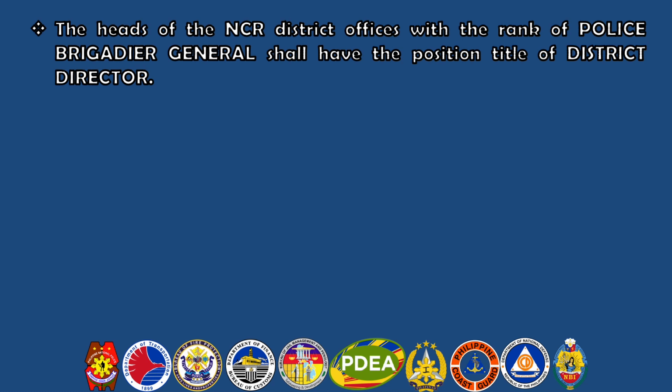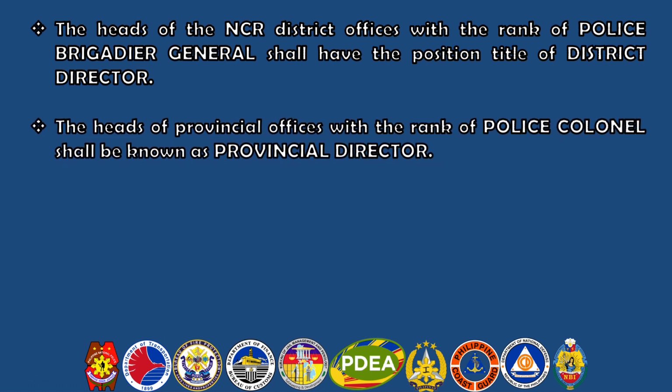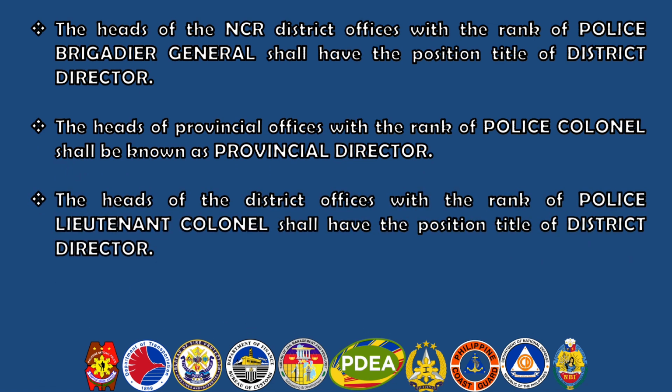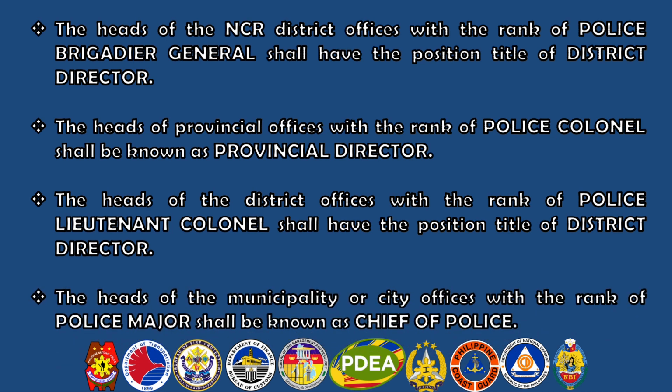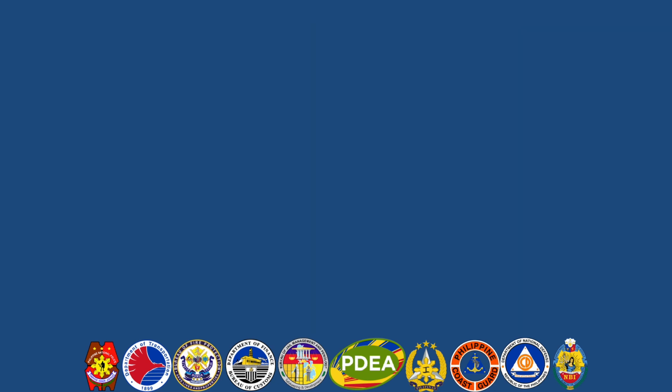of District Director. The heads of the provincial office with the rank of Police Colonel shall be known as the Provincial Director, and the heads of the district offices with the rank of Police Lieutenant Colonel shall have the position title of District Director, and the heads of municipalities or city offices with the rank of Police Major shall be known as the Chief of Police.